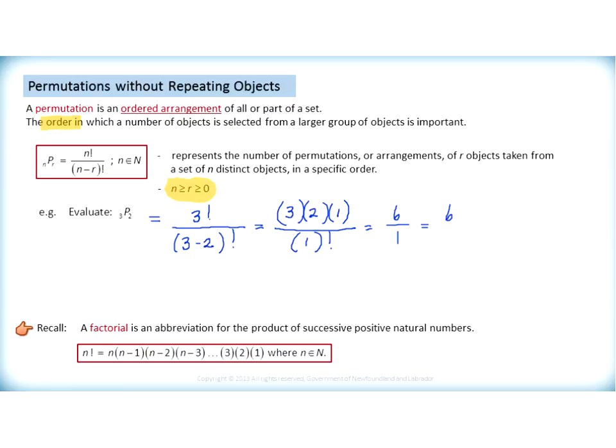Recall from a previous presentation that a factorial is an abbreviation for the product of successive positive natural numbers, and that n factorial is equal to n multiplied by n minus 1 times n minus 2 times n minus 3, and so on until we get to 3 times 2 times 1, where n belongs to the set of natural numbers.